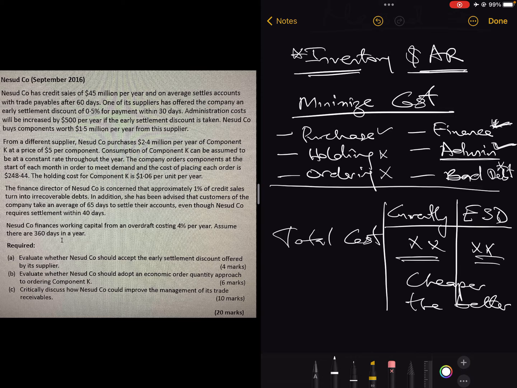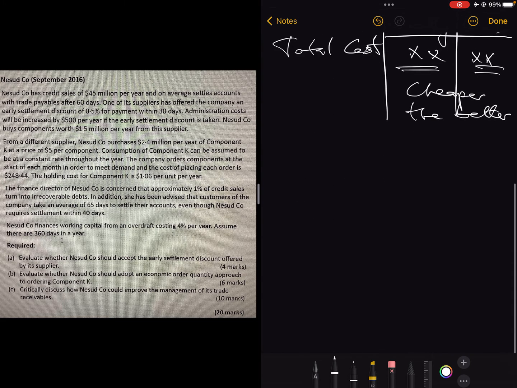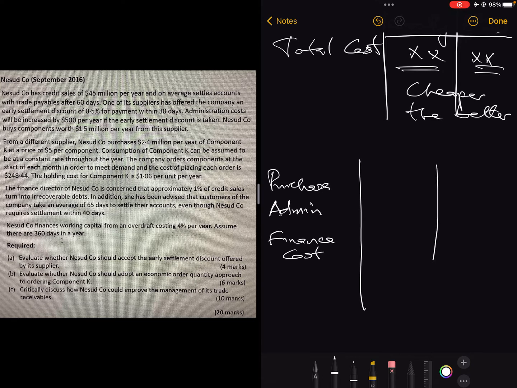So we're practically going to be looking at 3 items of cost: the purchase cost, the finance cost, and the admin cost. And that is what we need to do. So we'll list it out: purchase cost, admin cost, and finance cost. So we're going to calculate that for the current situation and early settlement discount. Currently, the purchase cost was stated in the question as 1.5 million. And admin cost currently is 0. Finance cost, we'll leave it at 0 because currently we finance at 60 days and we're fine with that.